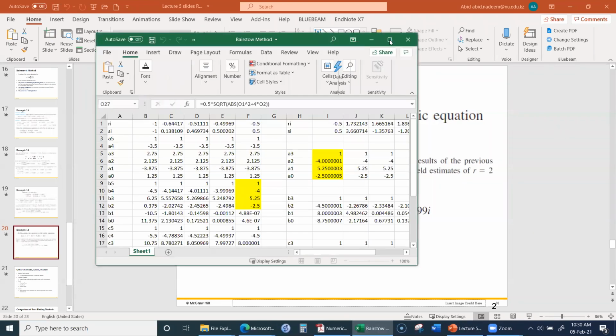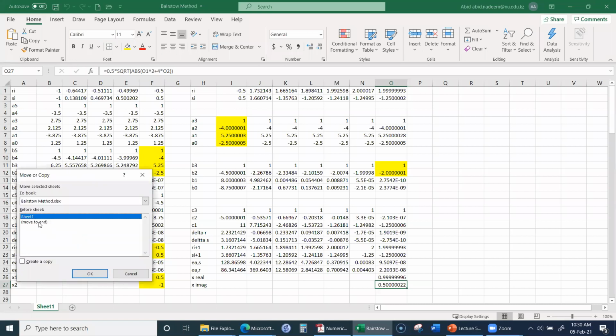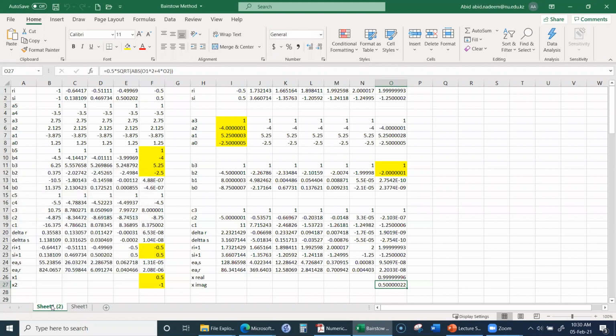So I have created this Excel sheet for the Bairstow's method. It is the completed sheet. Maybe I can copy it. Okay, so this is the sheet. Okay, so in this, can you see this Excel sheet? Yes. Okay, so in this Excel sheet, this is the completed Excel sheet.